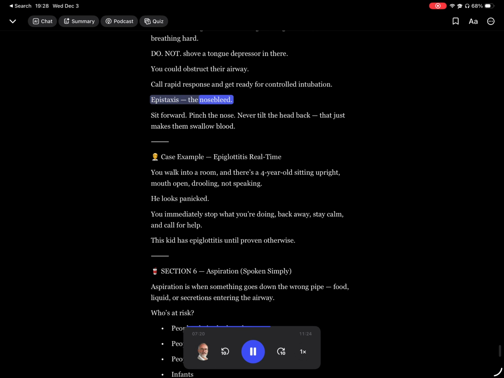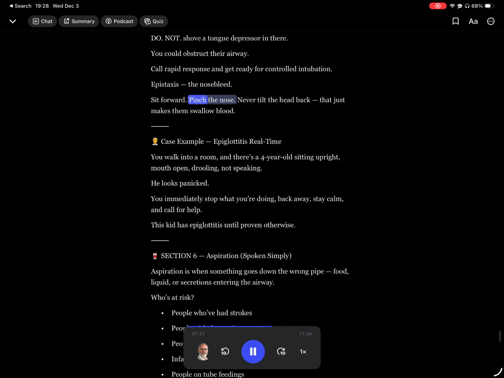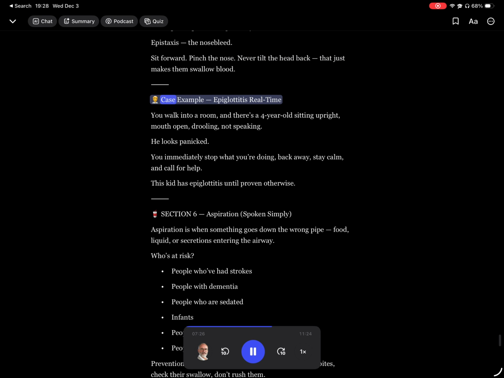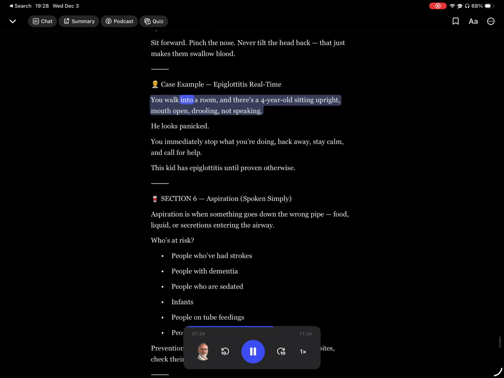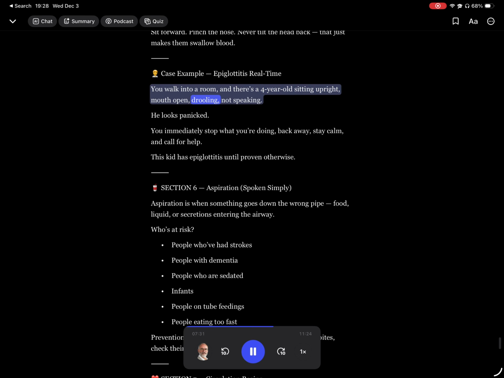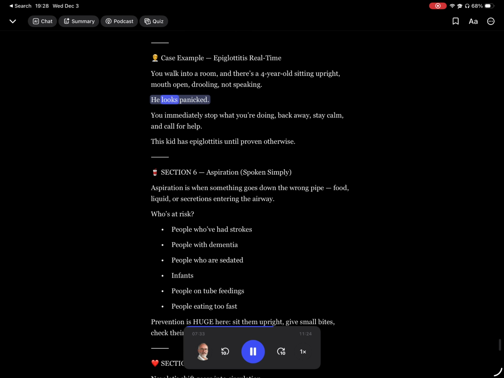Epistaxis, the nosebleed. Sit forward. Pinch the nose. Never tilt the head back. That just makes them swallow blood. Case example, epiglottitis real time. You walk into a room and there's a 4-year-old sitting upright, mouth open, drooling, not speaking. He looks panicked.